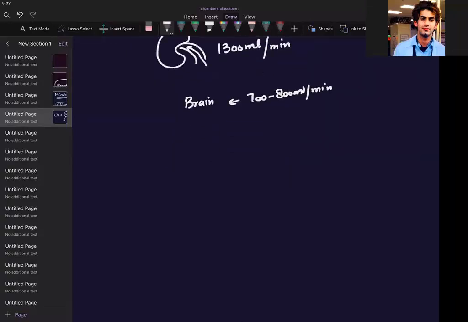The amount of blood being sent to the heart is the coronary circulation. The heart has its own circulation, isn't it? I hope you know this from histology. So the coronary circulation will be receiving 200 ml per minute.